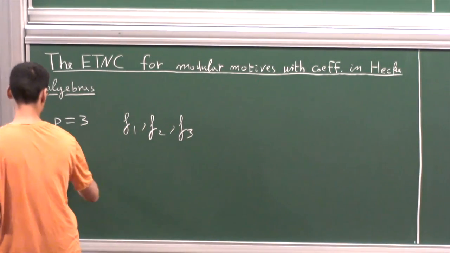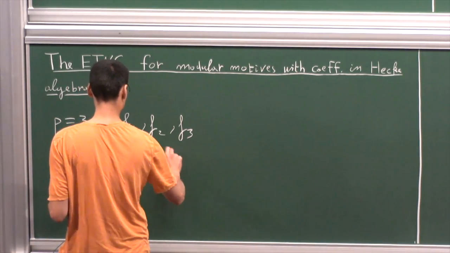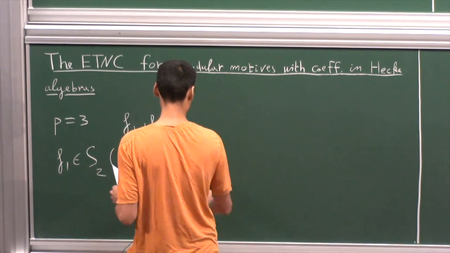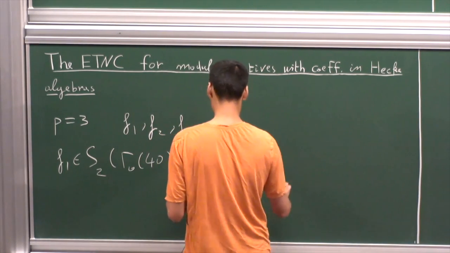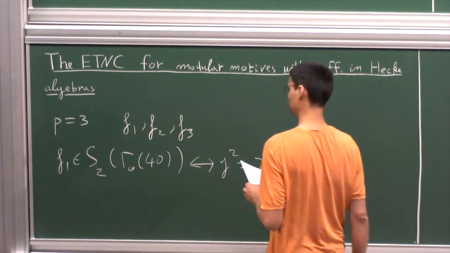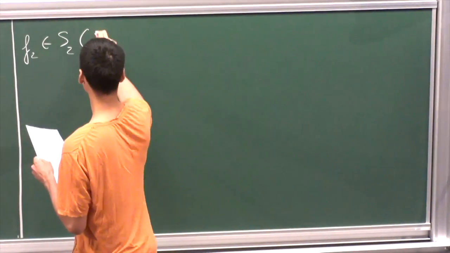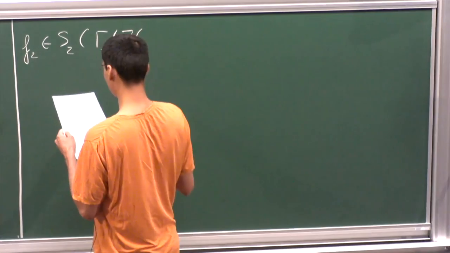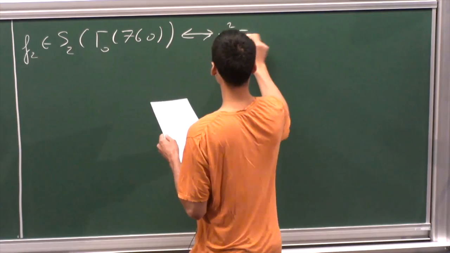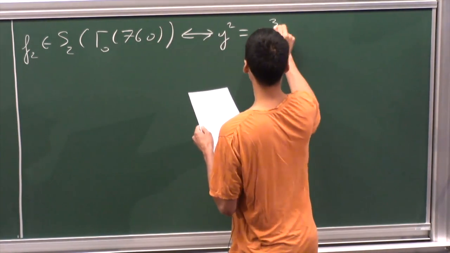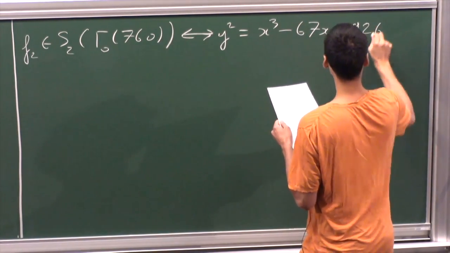F1 is of weight 2 and level Gamma_0(40). It is the eigenform attached to the elliptic curve of equation y squared equals x cubed minus 7x minus 6. F2 is also of weight 2 and level 760, and this one is attached also to an elliptic curve, the elliptic curve y squared equals x cubed minus 67x plus 926.